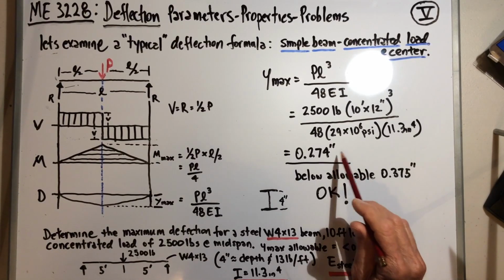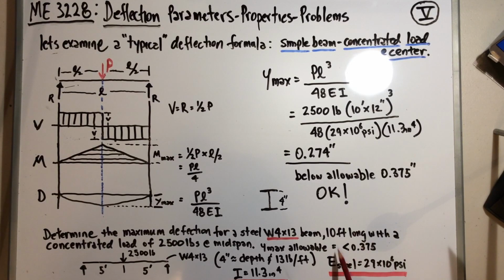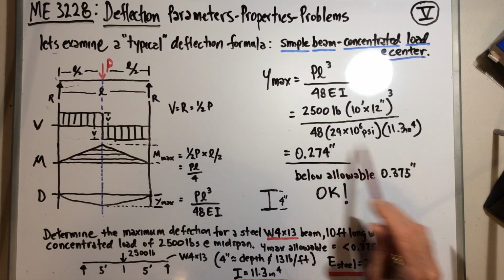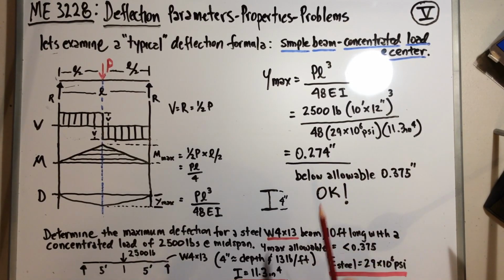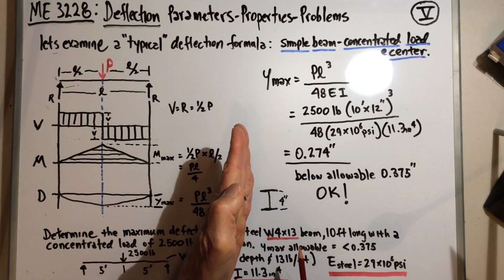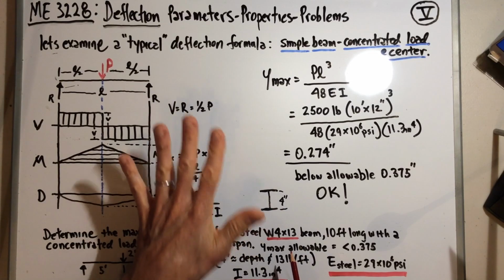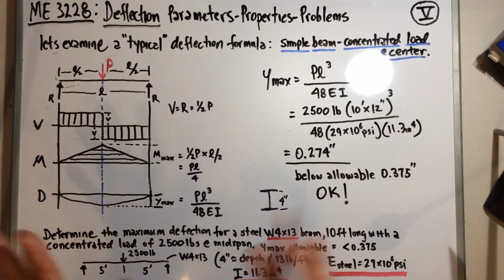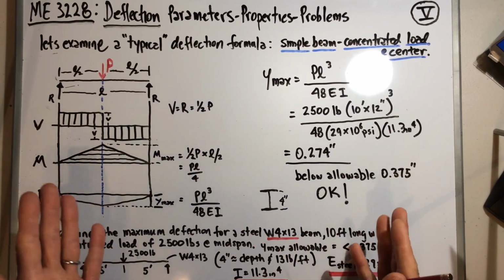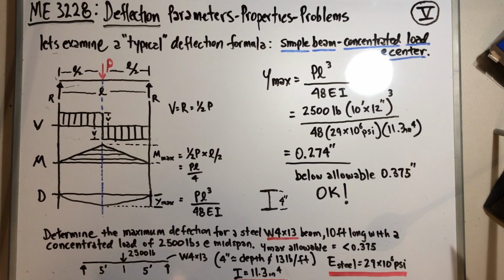Now, what that tells us also is that we had an allowable of 0.375, which obviously is above that 0.274. Therefore, this particular shape with this particular material, steel, would work for this design, whatever that might be. It might be a frame on something, a trailer, or a machine loaded this way. So this would definitely work under those circumstances.